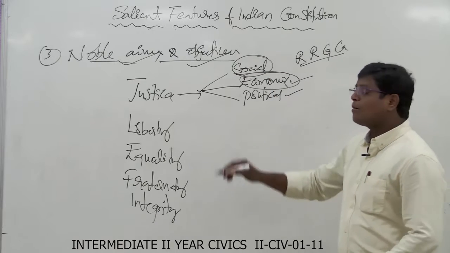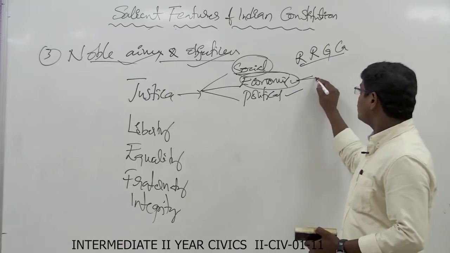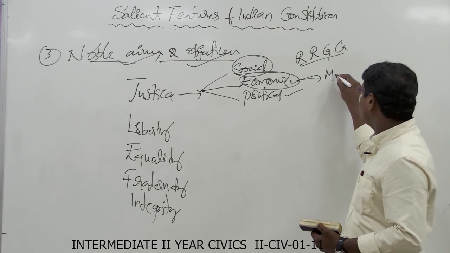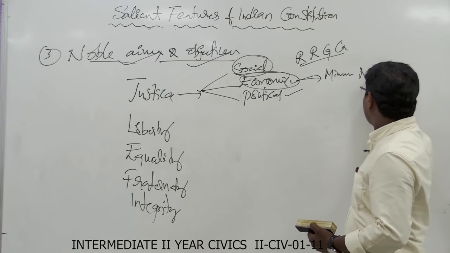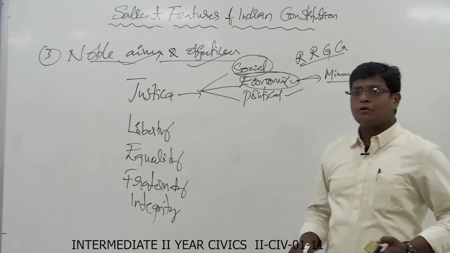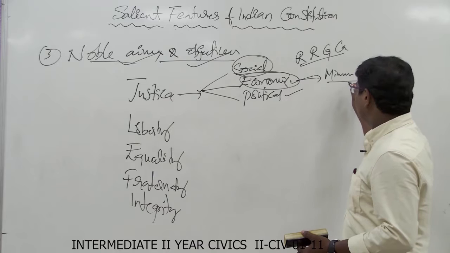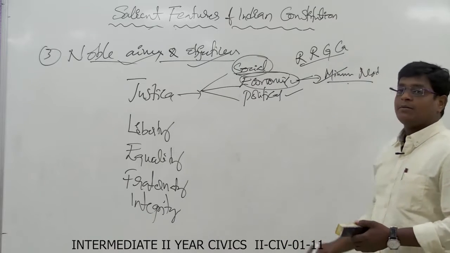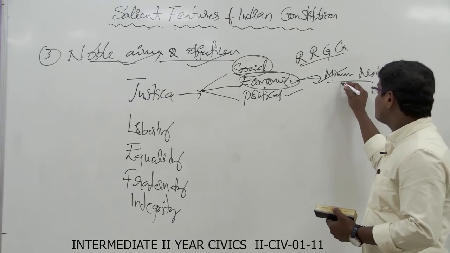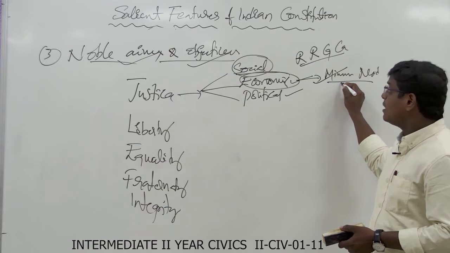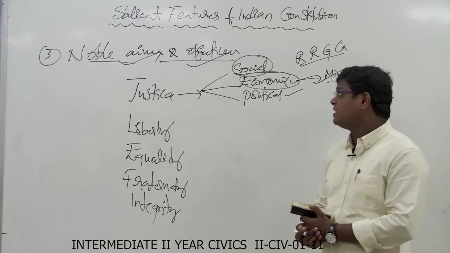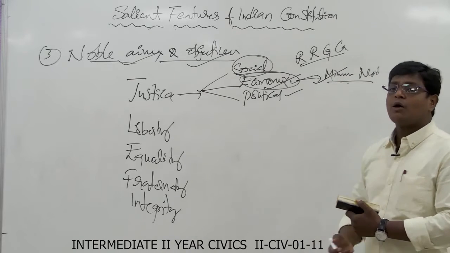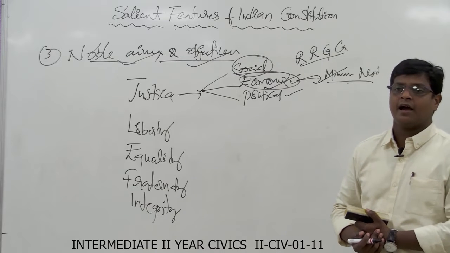And what about economic justice? Elimination of inequalities in the matters of minimum needs: food, clothes, shelter. India is responsible to provide food, clothes and shelter to the people of India. That means India shall take responsibility to provide economic justice to the people of India.